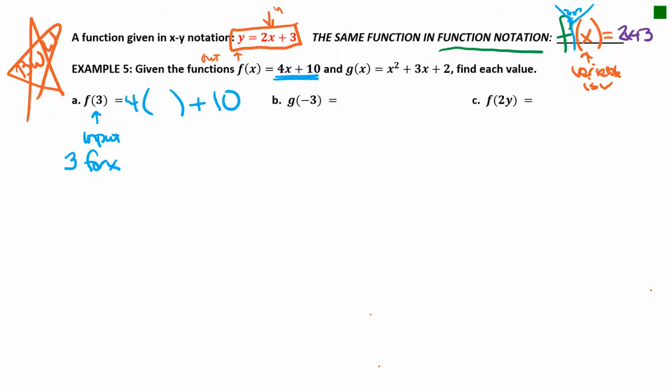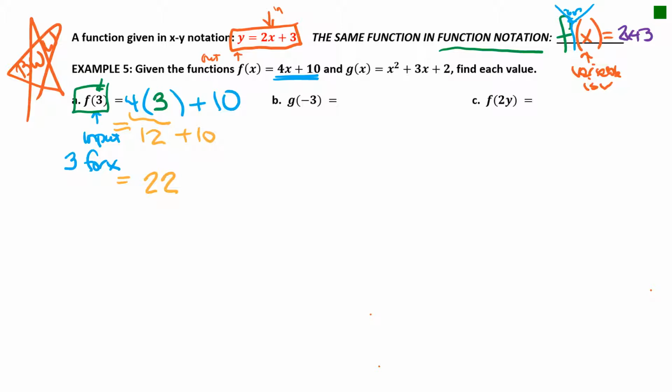What is the input I want this time? 3. Now, this side is just what you're trying to find. You don't ever touch that side. You're going to manipulate the right-hand side. So 4 times 3 is 12. Then I still have plus 10. 12 plus 10 is 22.